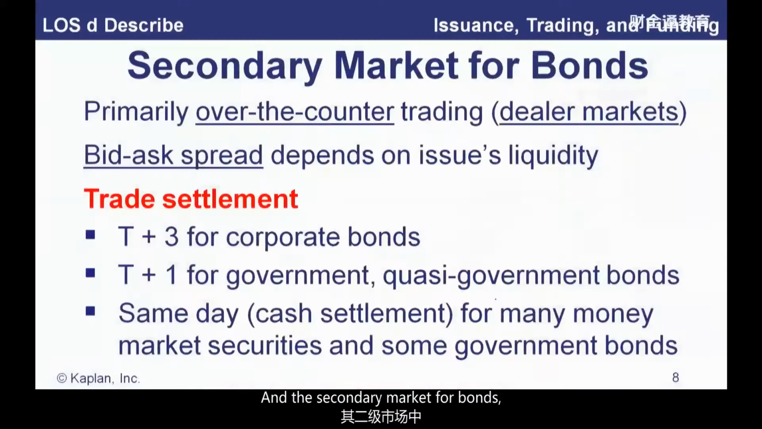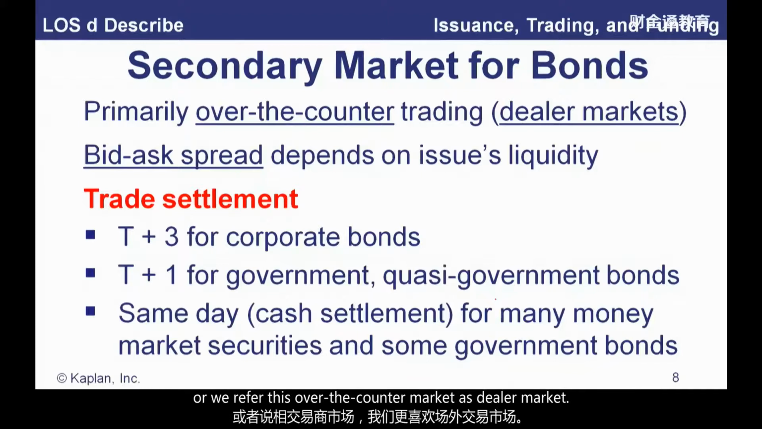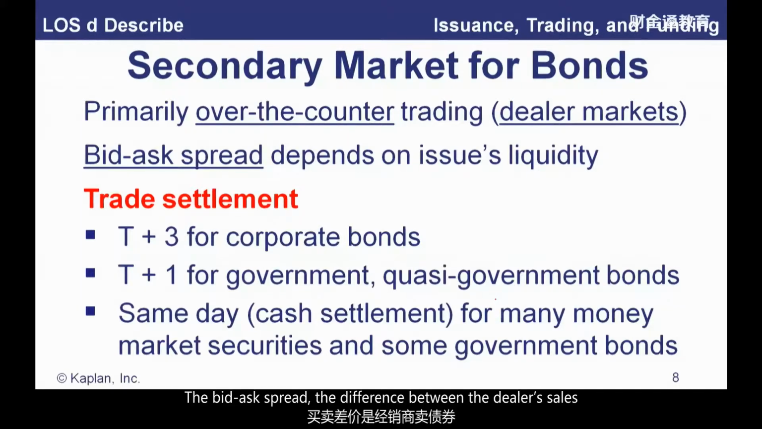The secondary market, well, that's for used bonds, right? Bonds that have been previously issued. And this is primarily an over-the-counter market rather than an exchange market, and we refer to this over-the-counter market as a dealer market. The bid-ask spread, the difference between the price dealers sell the bonds at and the price they offer for those bonds, depends on the issue's liquidity and is an indication of the issue's liquidity.